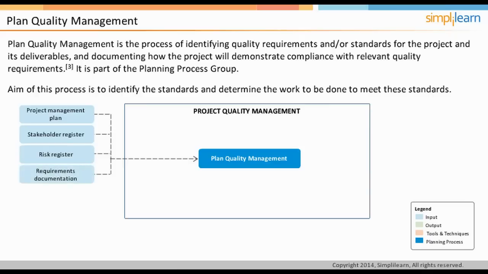The requirements for the project need to be considered for planning quality-related activities, because quality is all about meeting the requirements. In addition to these, enterprise environmental factors and organization process assets are also listed as inputs, because the standards can be either from within the organization or from government or other external bodies.